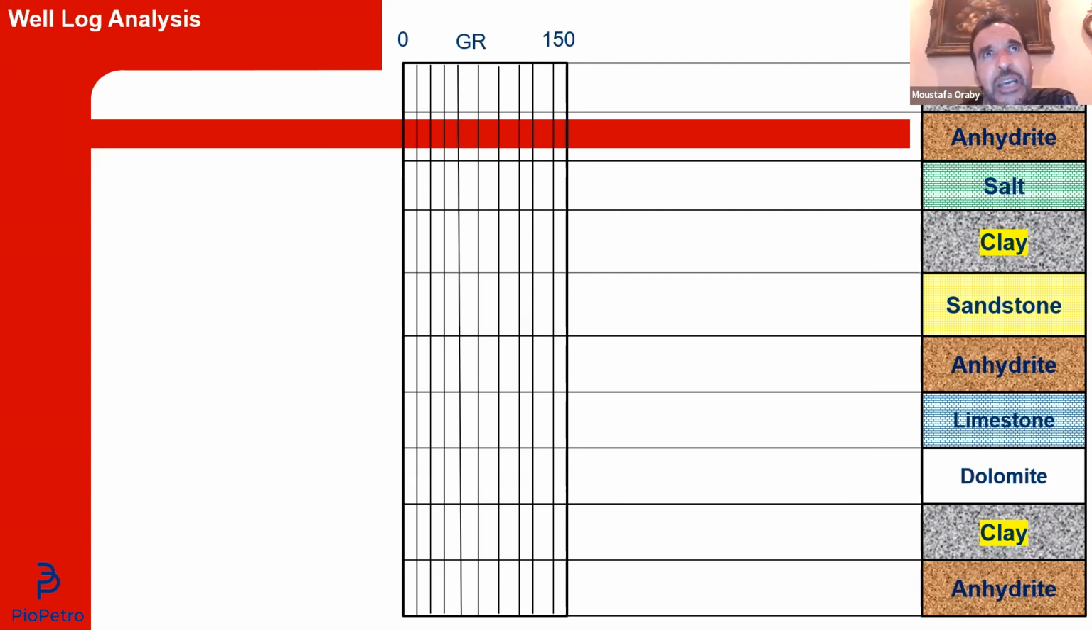Followed by anhydrite. Does the anhydrite have any potassium in its structure? It's a calcium sulfate. It doesn't have any potassium. Does it have any thorium in it? No, it doesn't. So if there is no potassium or thorium in a rock, will the rock read high gamma ray? No. So it requires me knowing what type of rock I'm dealing with.